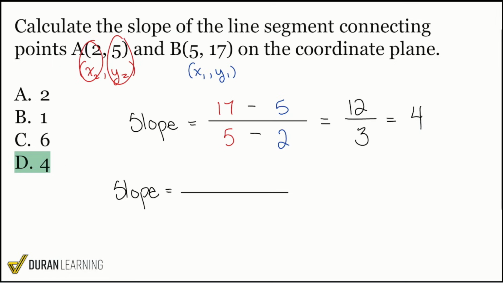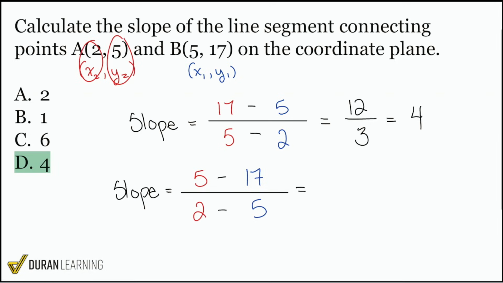And then my y2 and x2 are 5 and 2. So 5 for the y, 2 for the x. Okay. And then from there, put the subtraction. And then we'll go ahead and go over here. My x1 and y1. So my y1 is 17. My x1 is 5. So I have 17 right there and 5 right there. Next up, we're going to go ahead and see what we get.